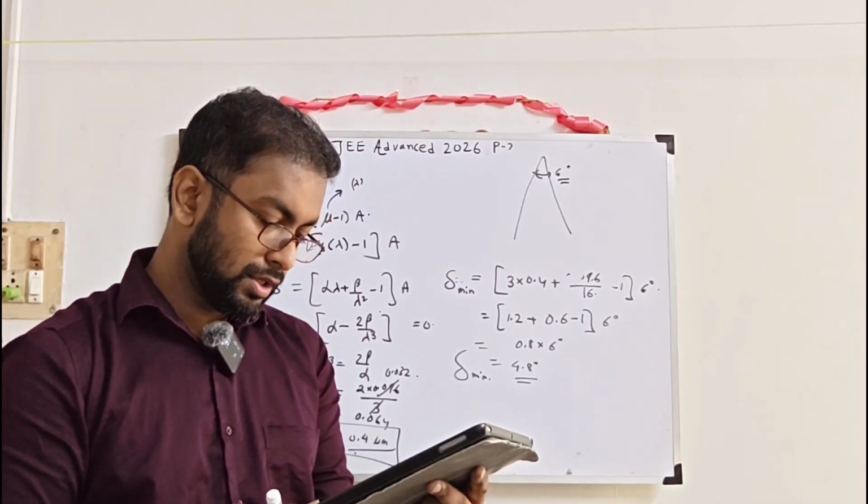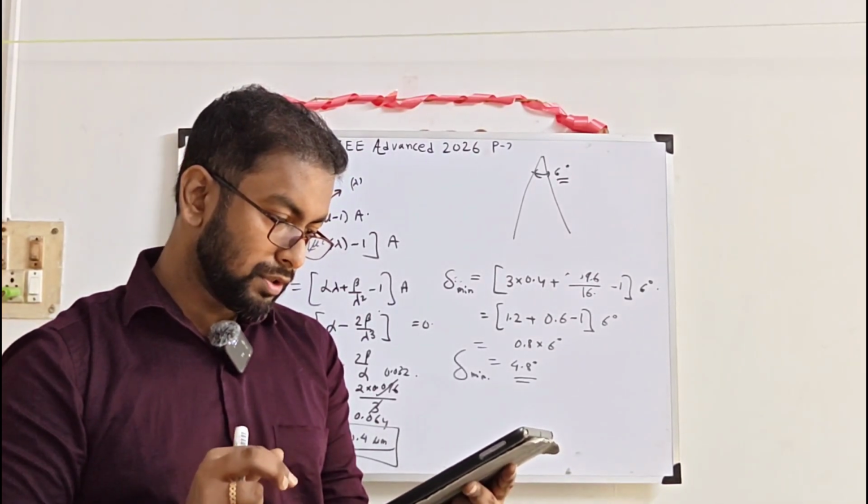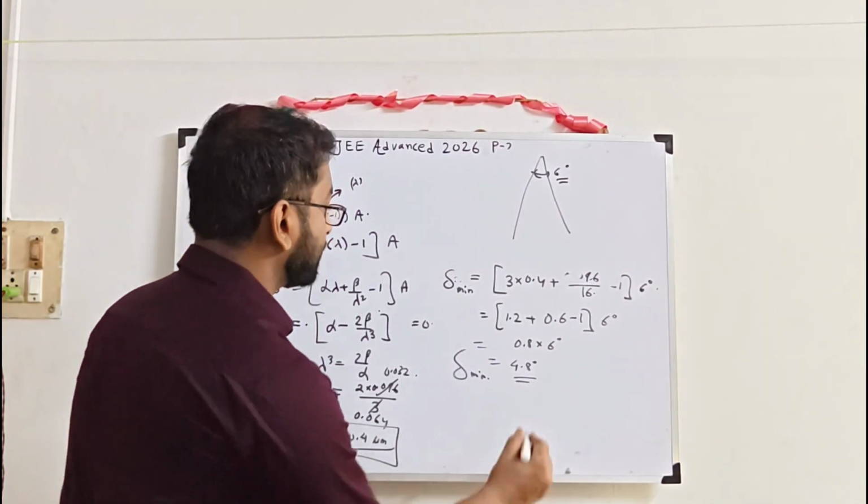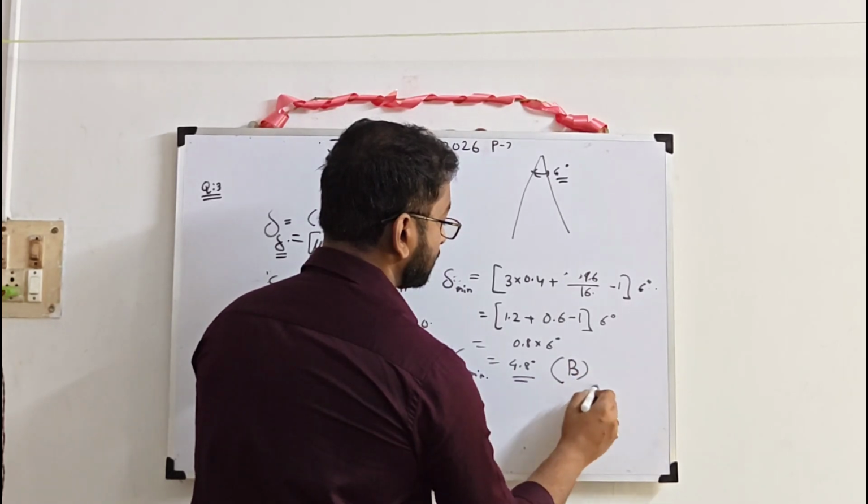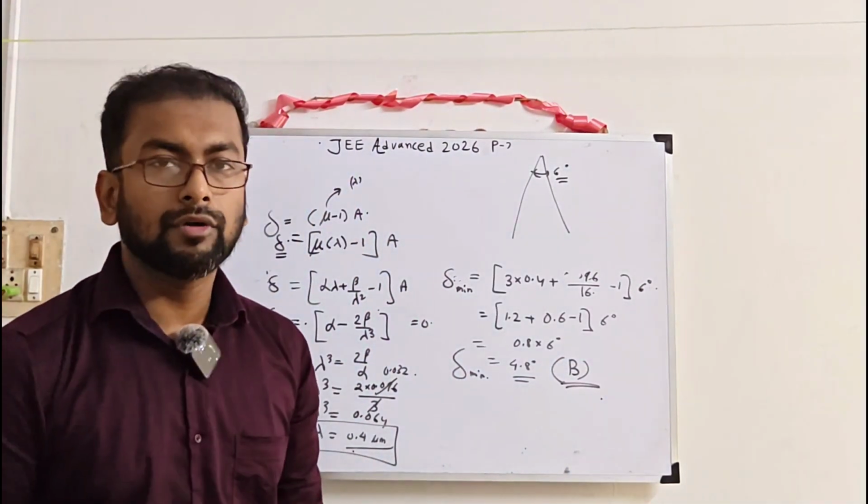4.8 degree is option number B. So option B is the correct option. Thank you. I hope you have understood.